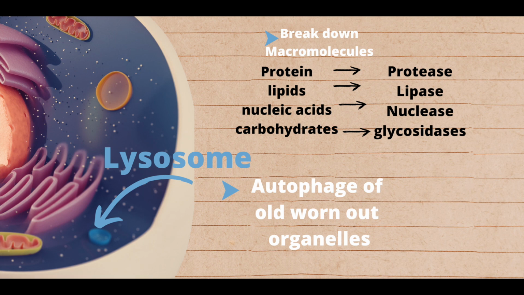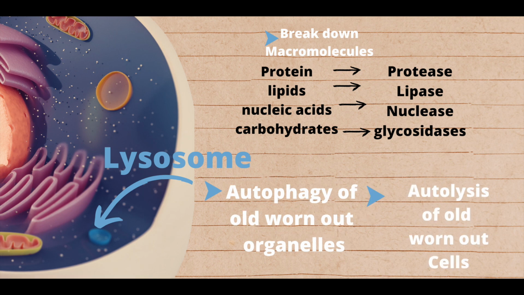The lysosome is also able to break down old, worn out organelles, as well as cells that are no longer able to function. Basically, they're also old and worn out. Autophagy is when the lysosome takes the old, worn out organelles and breaks them down. And autolysis is when the lysosome takes the old, worn out cells and breaks them down. So autophagy and autolysis, this is something that the lysosomes also do.